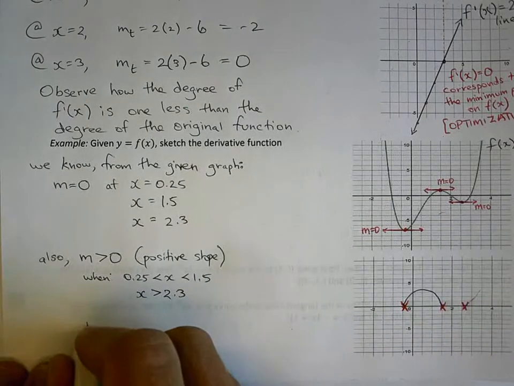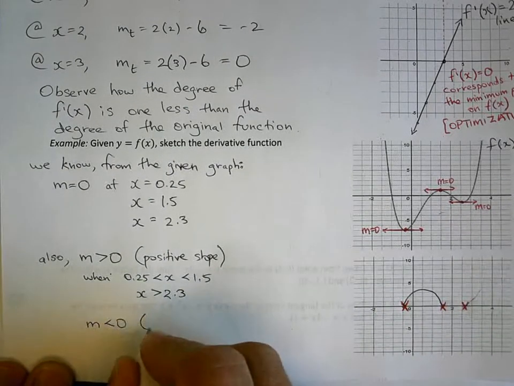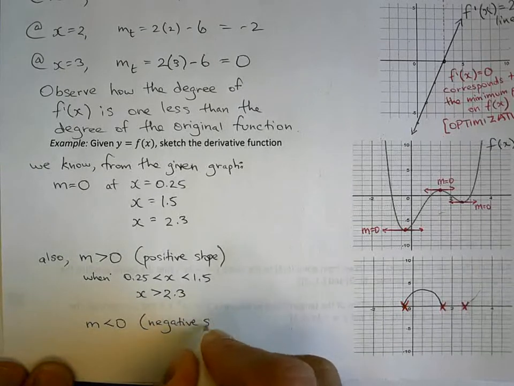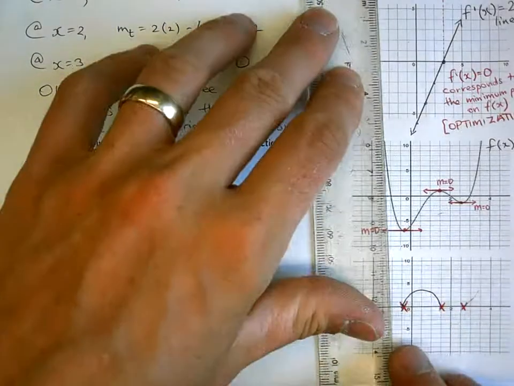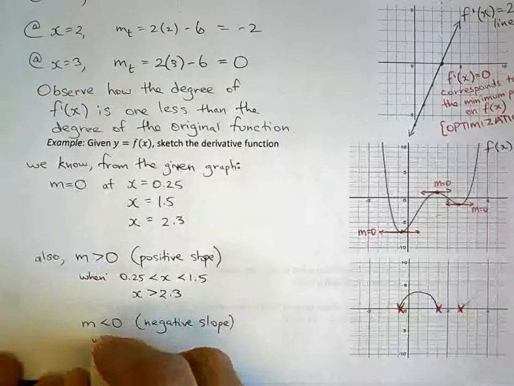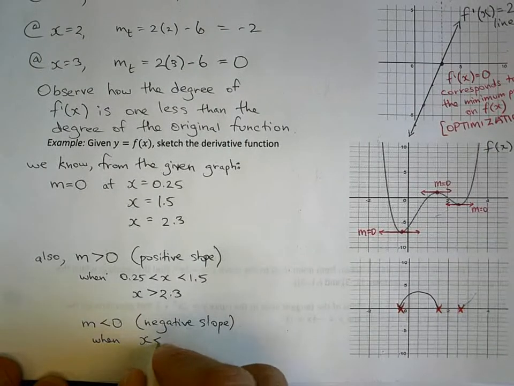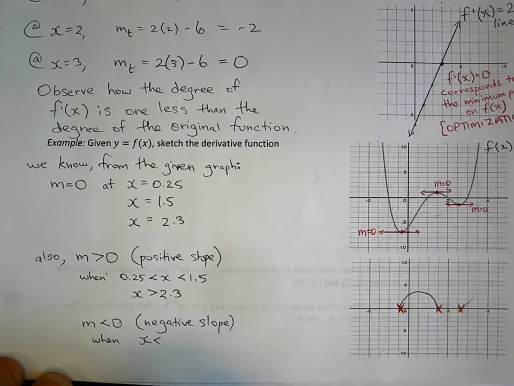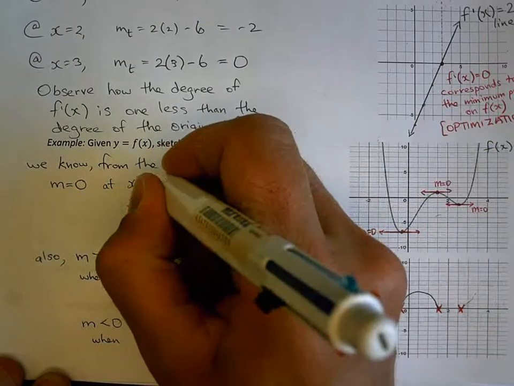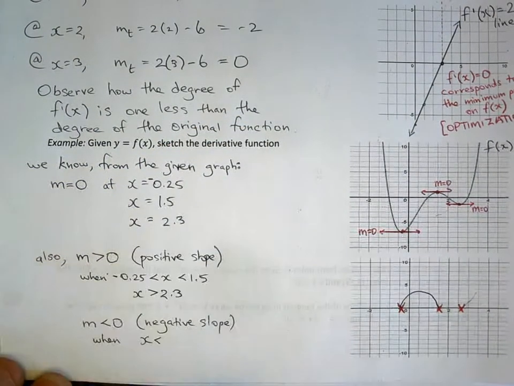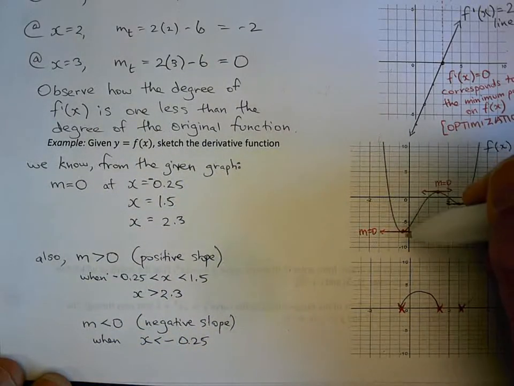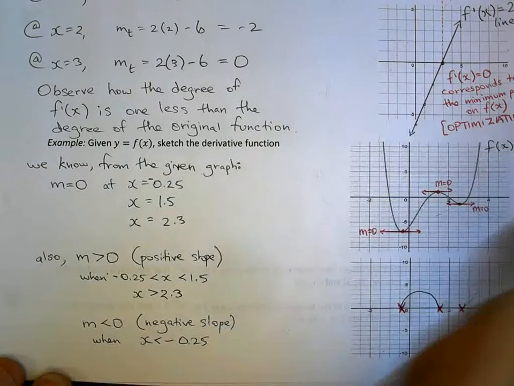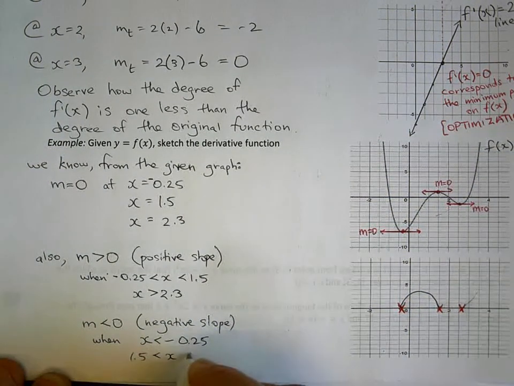The converse of this is when m is less than 0. When is there a negative slope? Can you imagine? All the tangent lines here are negative. That means my derivative is negative when x is less than negative 0.25. It's negative for all those. And it's also negative when x is between 1.5 and 2.3.